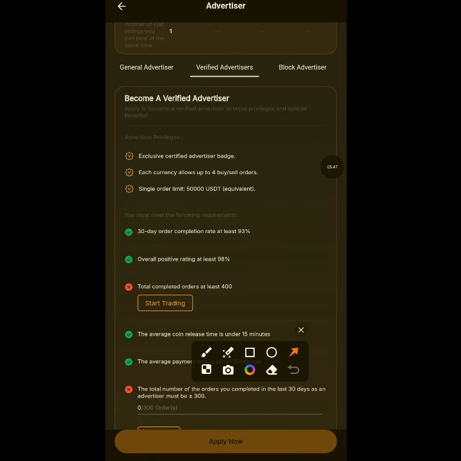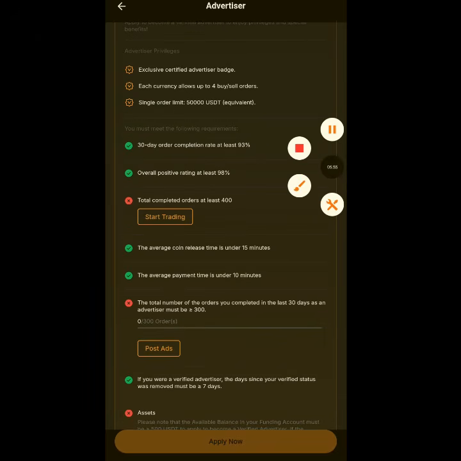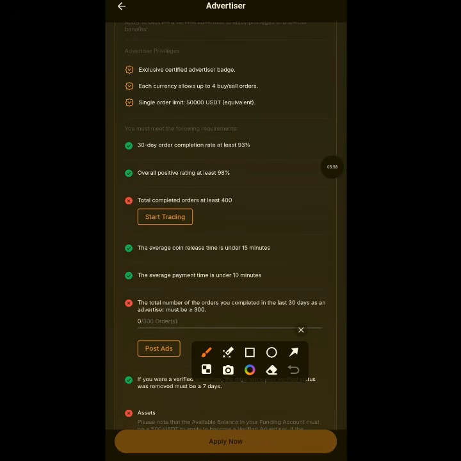So forget about these things you're seeing here. Okay, just go straight to the requirements. You're going to have a badge. That's what this one means. So you need to have 30 days completion rate. You need to be at least 93%. Completion rate should be at least 93%, which means you must have completed your orders very, very well. Also, your completion rate must be 93%. Okay. In case you're wondering what completion rate means, it's your ability to buy and sell without canceling the trade.